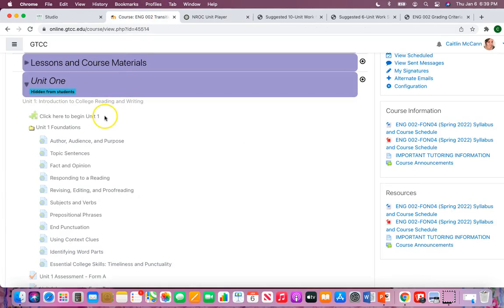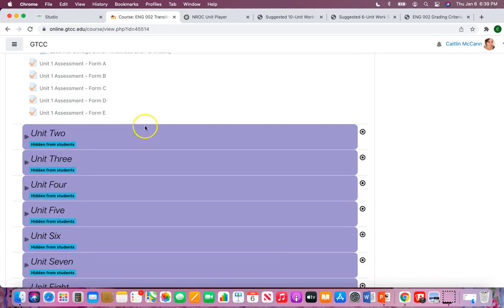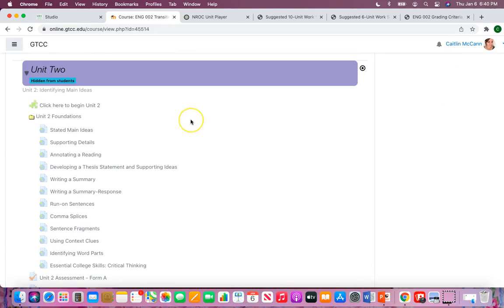And then below every link to the unit, you have foundation resources. Every unit has foundation resources, but every unit's foundation resources are different. Like here, we're talking about author and audience and purpose and topic sentences and facts and opinions and so on. But in Unit 2, we're talking about main idea, supporting details, and summaries.